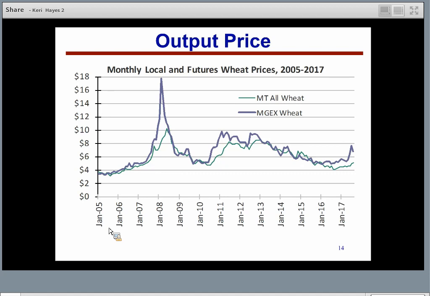And so that's just the fact that we have this exchange out there, and that's not going to be the price that you receive. But a lot of the things that we'll talk about are going to be based off of this MGEX wheat price that we can observe over time.